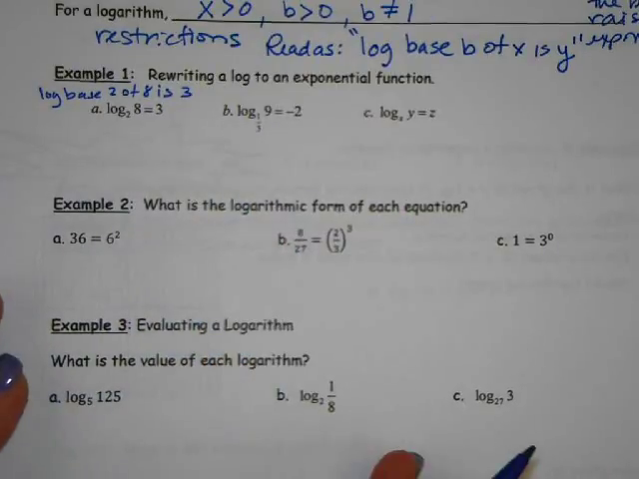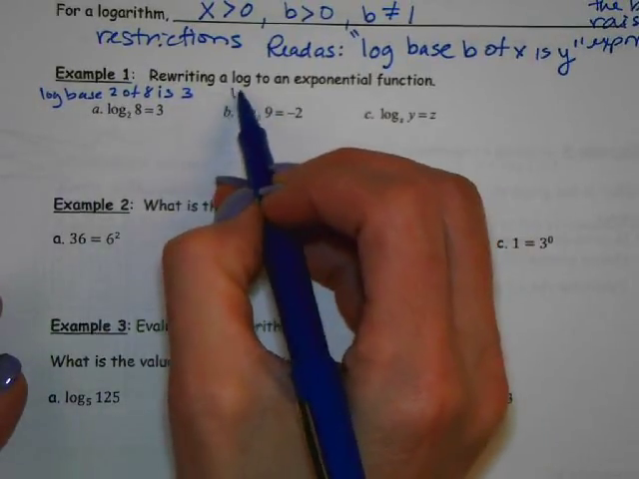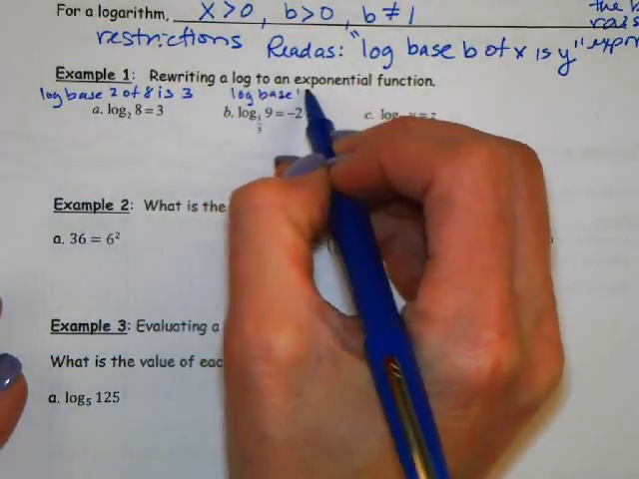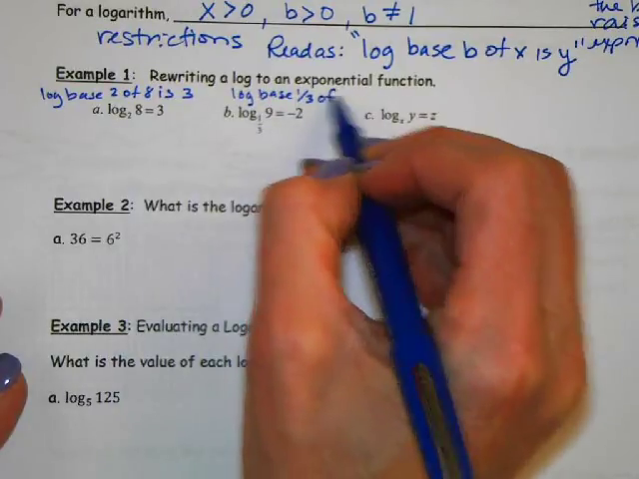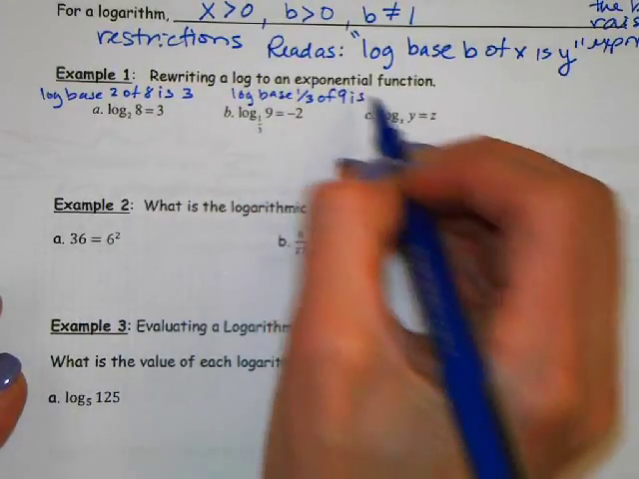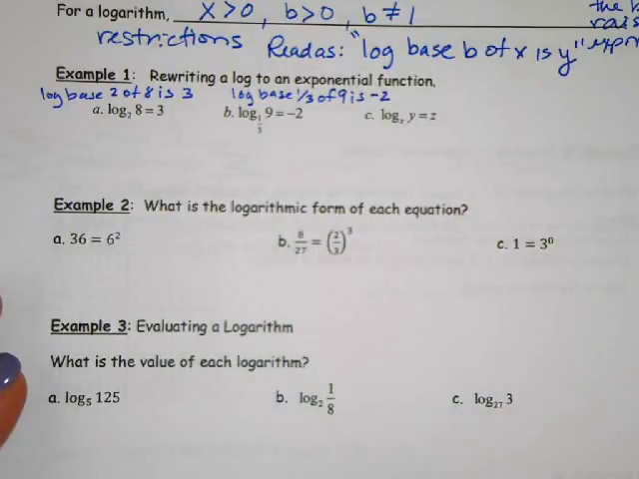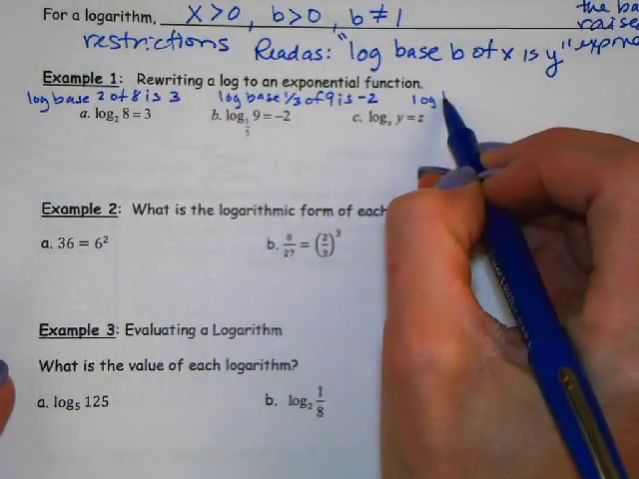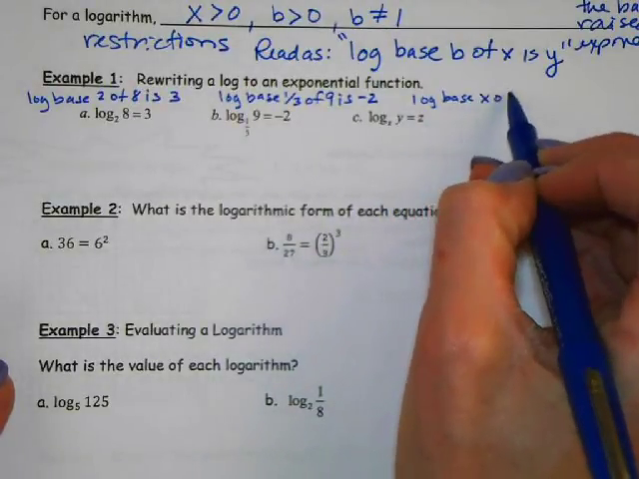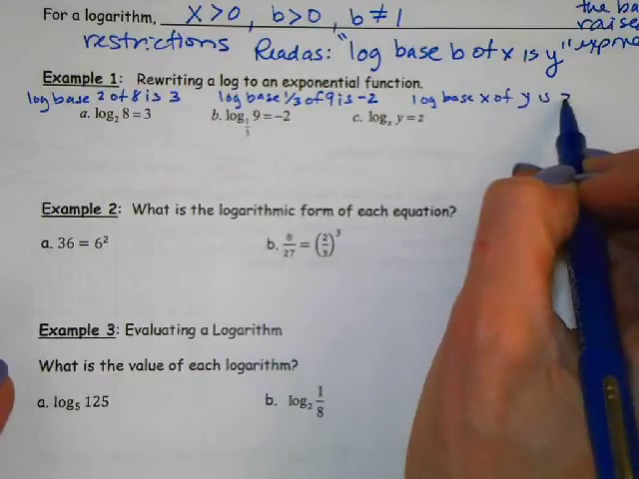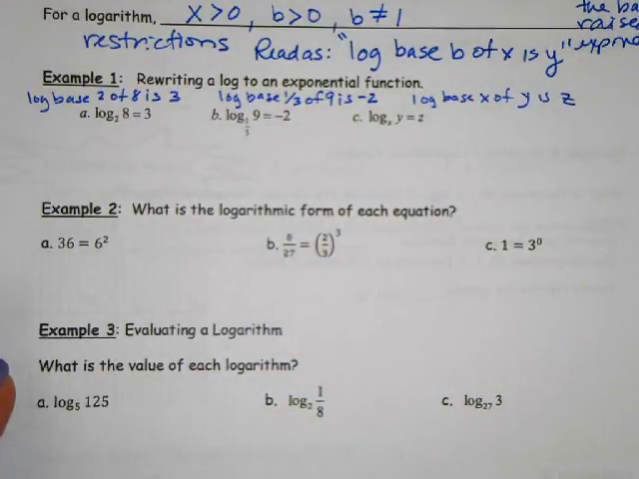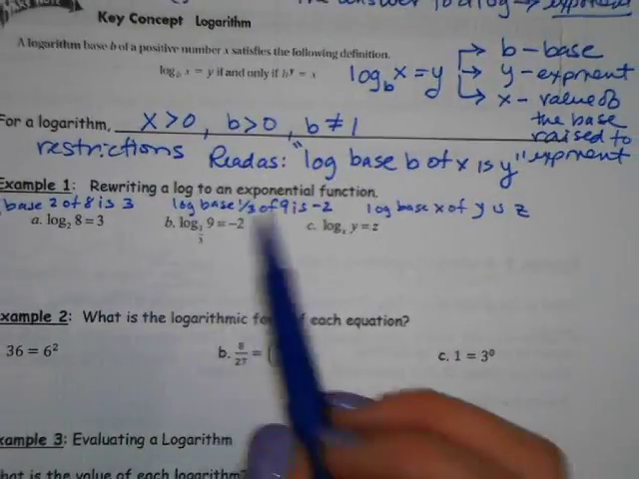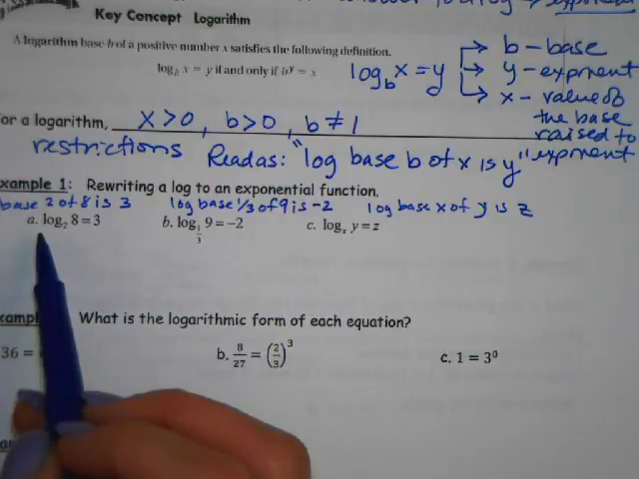What would this one be? Log base 1/3 of 9 is -2. Okay? So this would be log base x of y is z. Make sense?